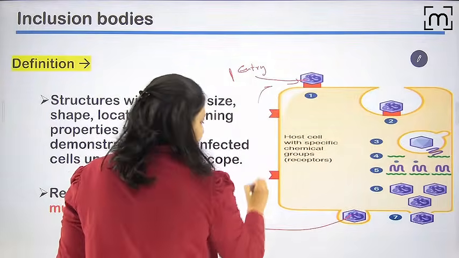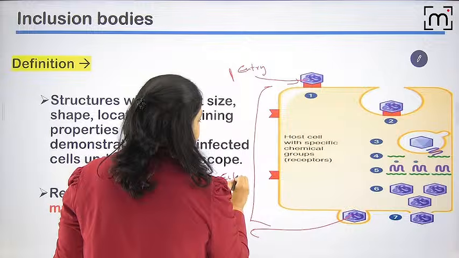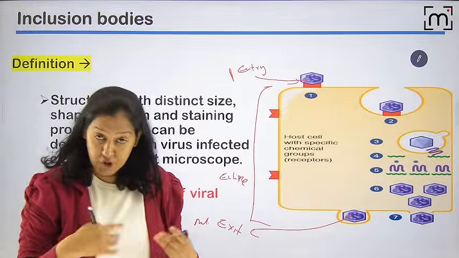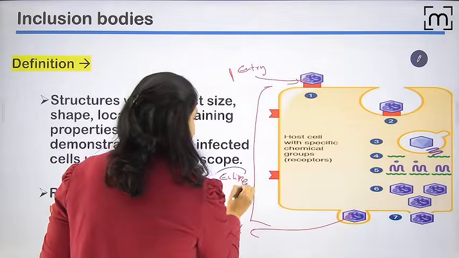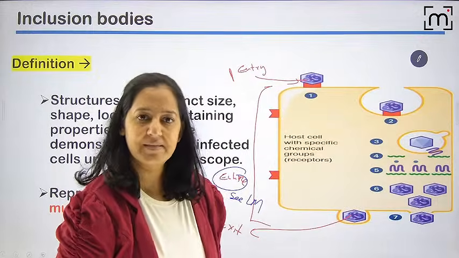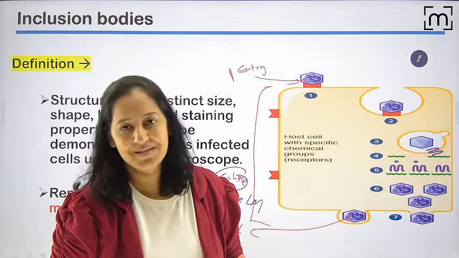Can you see the virus between this duration? This duration is known as the eclipse phase. The duration between entry and exit is known as the eclipse phase. My question to all of you: can you see a virus in a light microscope during the eclipse phase? Can you see this virus? My answer is no.